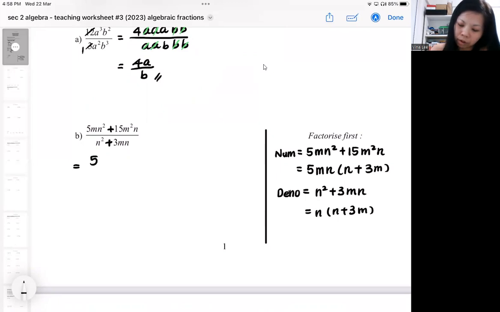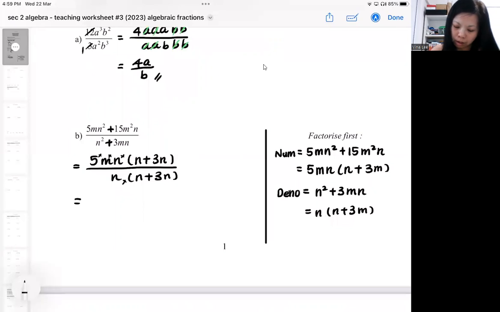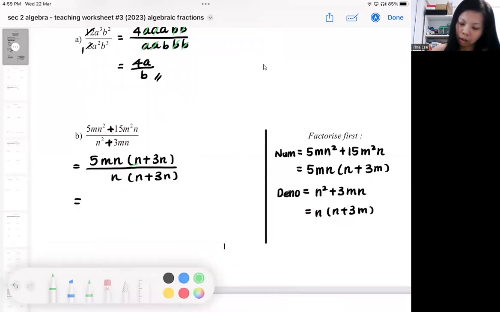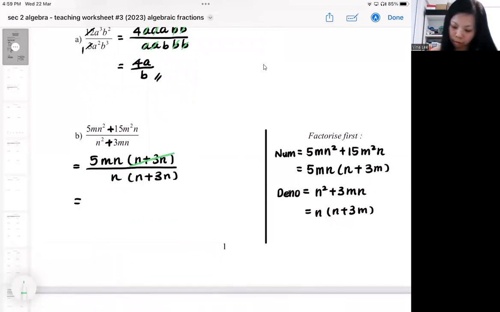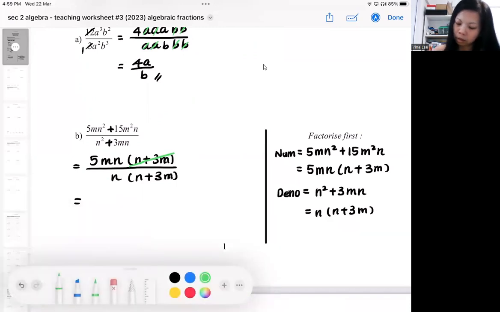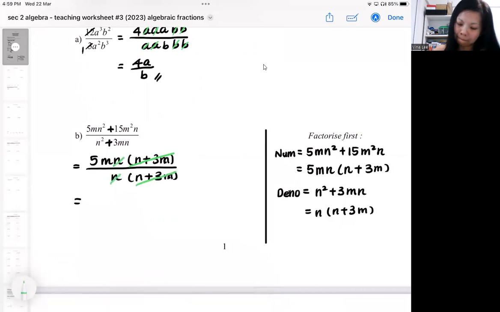After the factorization, you realize that it creates a lot of multiplication. The numerator will be 5 times m times n, multiplied by a bracket. All these are multiplication, which is why it's feasible for cancellation now. So what can you cancel? You cancel the full bracket. I think I wrote something wrongly. This is the m. So I cancel the full bracket, I cancel the m, n, then I'm just left with m.